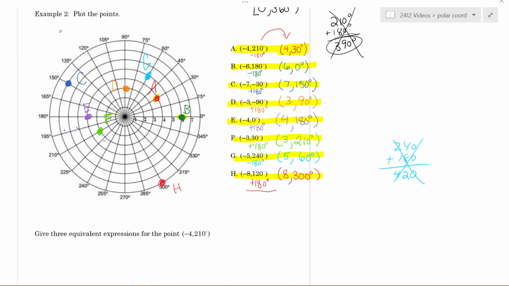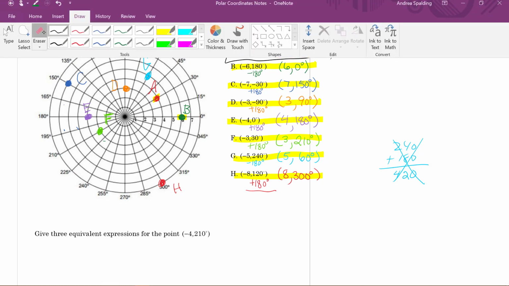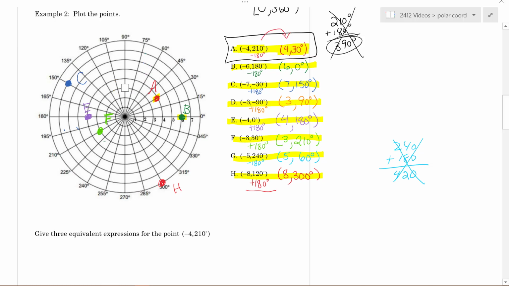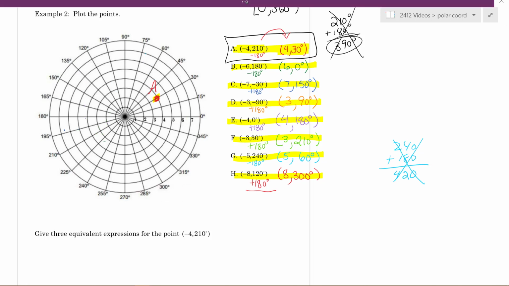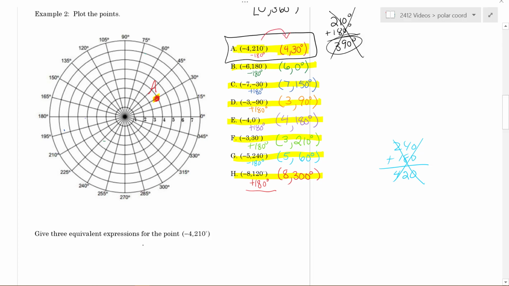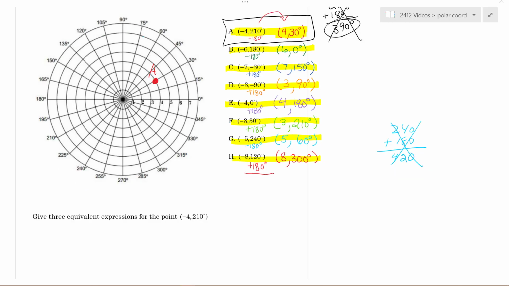I want to focus on point A. So I'm going to erase all of the other points for the moment. I'm going to erase everything except for point A. And let's give 3 different equivalent expressions for -4, 210 degrees. What are some different ways that we could represent the point that would be plotted in exactly the same location as A? Alright, before we start doing that, I want to give 4 different categories that we're interested in and 4 different ways of representing that same point.